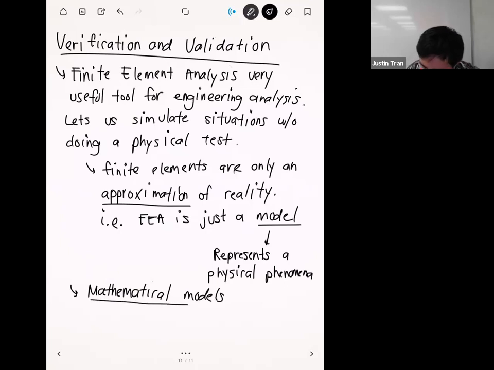And so when someone says that we have a mathematical model for something, all that means is that they're using equations and they're using numbers and data in order to approximate reality or to give us a sense of reality.